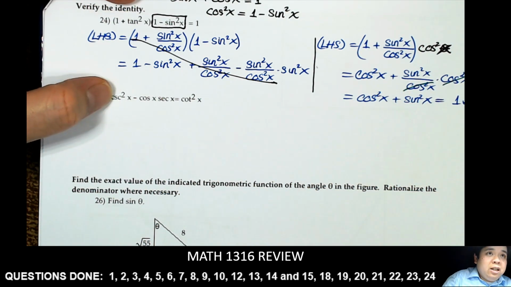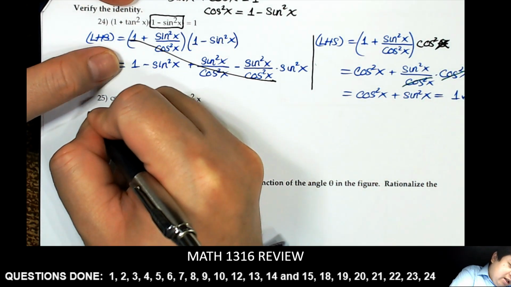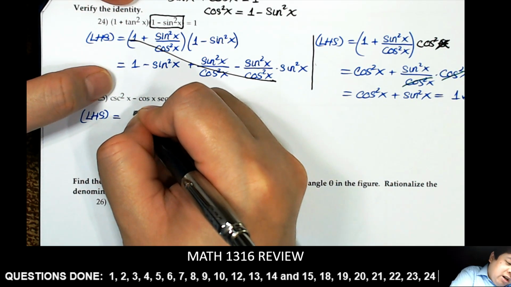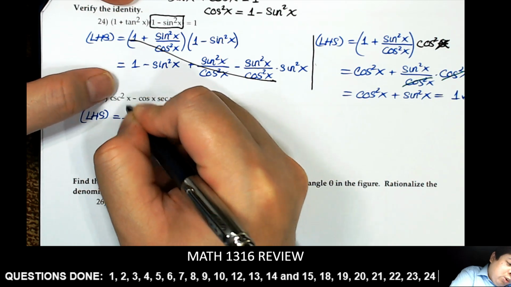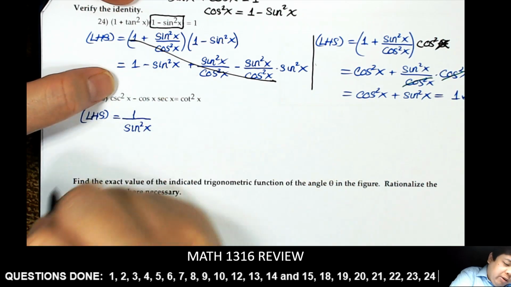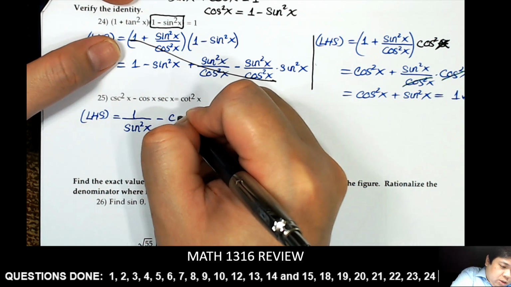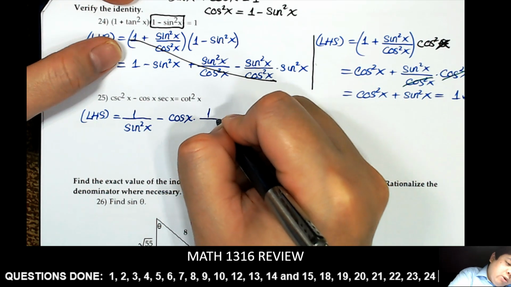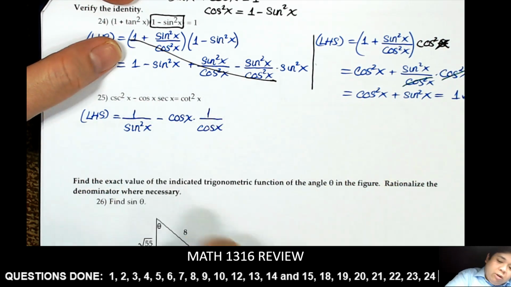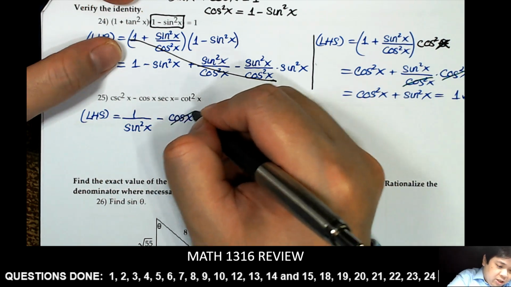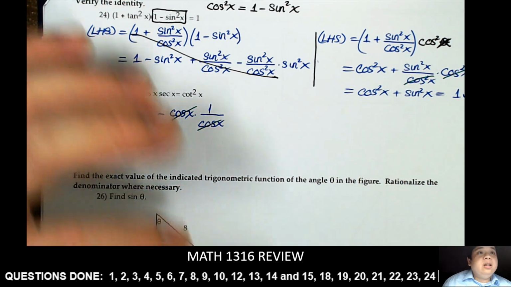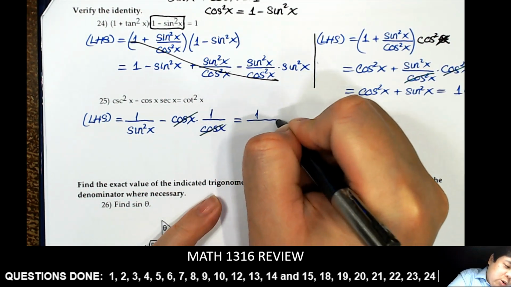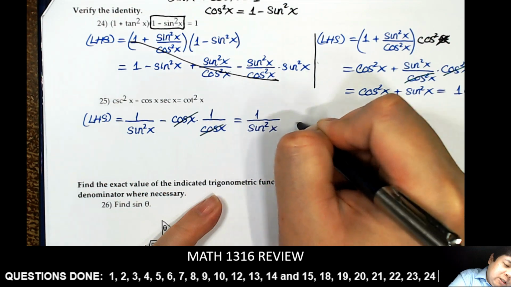Cosecant is, again, we look at the left hand side. Cosecant is 1 over sine. So cosecant squared is 1 over sine squared. Cosine is cosine. Secant is 1 over cosine. So the first step is the simplification there. Next, that gives us 1 over sine squared minus 1.